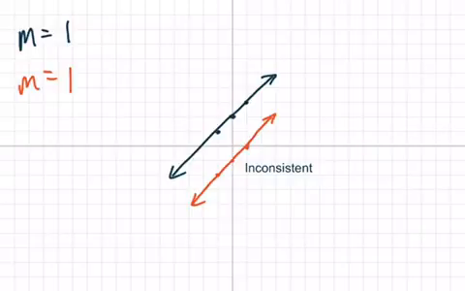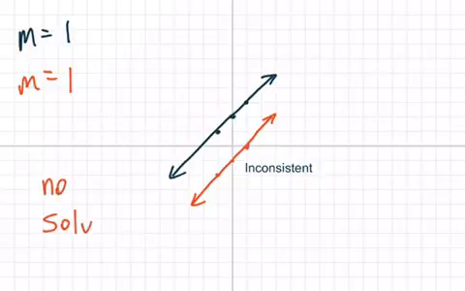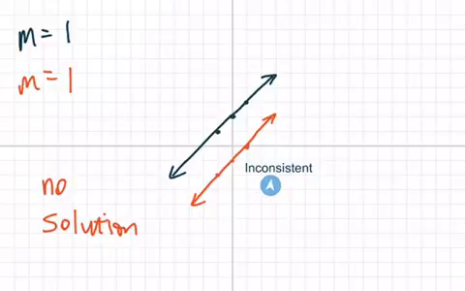This is inconsistent. When we say inconsistent, what you're going to end up with are two lines which are parallel. If they're parallel, they never cross each other, so there's no possible solution. Your actual solution for this one would be no solution. They never cross, they never intersect. Since they never intersect, there is no possible solution. But the type is inconsistent. So inconsistent is always going to have no solution.